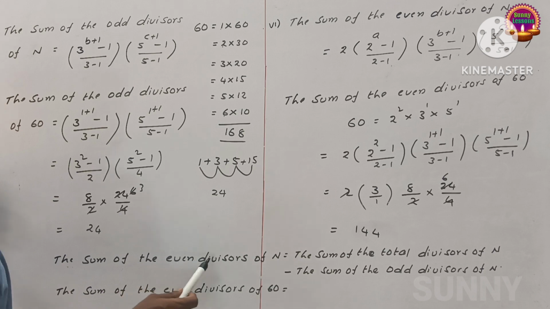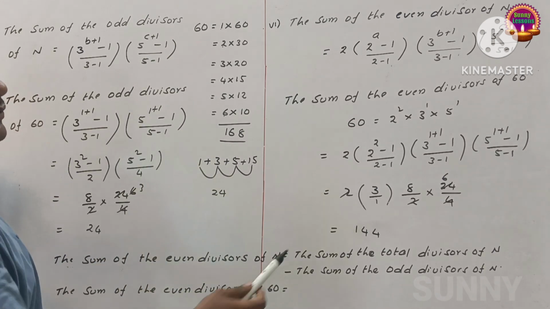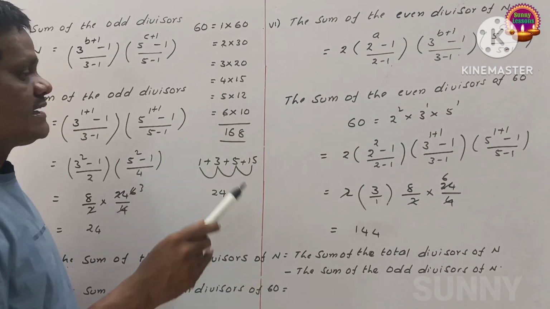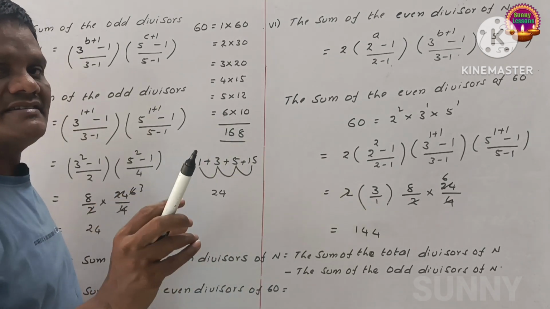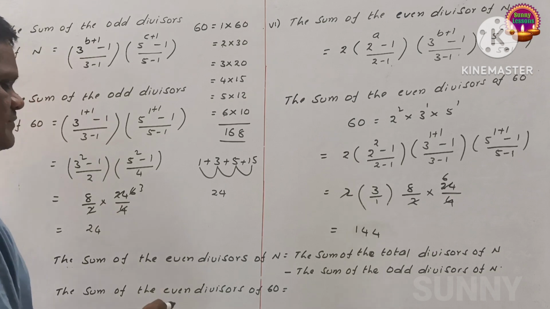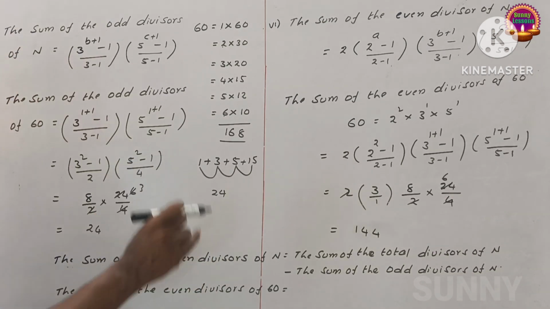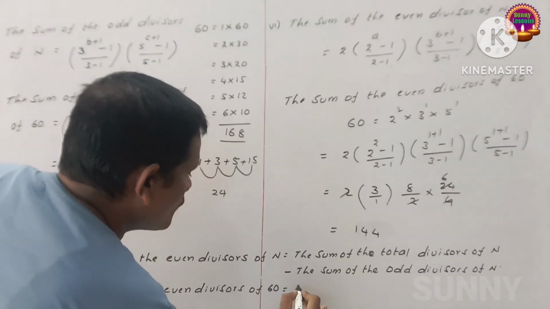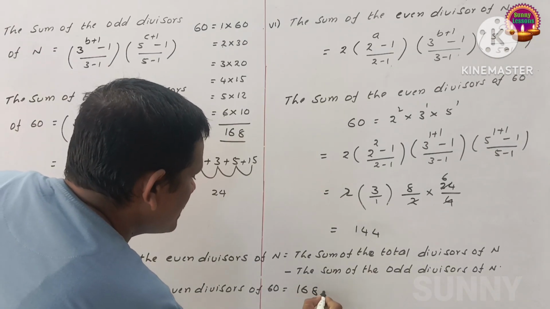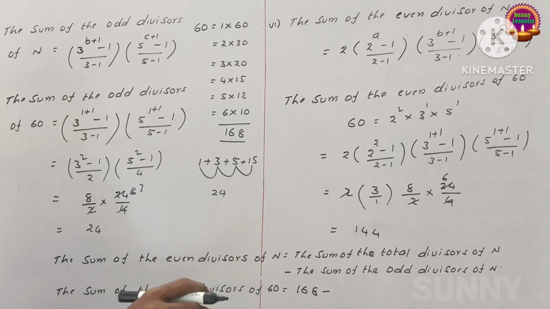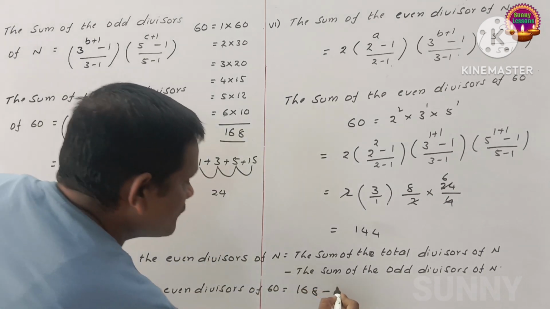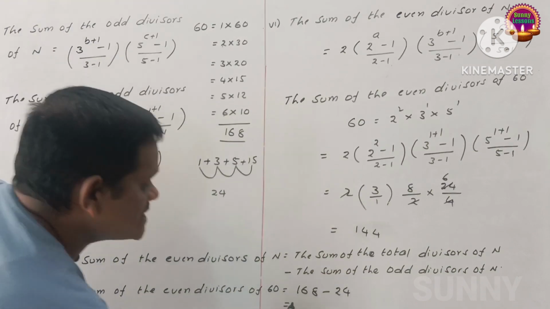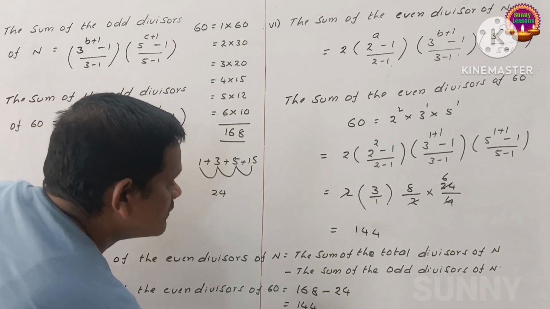The sum of the even divisors of n is equal to the sum of the total divisors of n minus the sum of the odd divisors of n. So the sum of the even divisors of 60 is equal to the sum of the total divisors of 60, 168, minus the sum of the odd divisors of 60, 24. So the sum of the even divisors of 60 is 144.